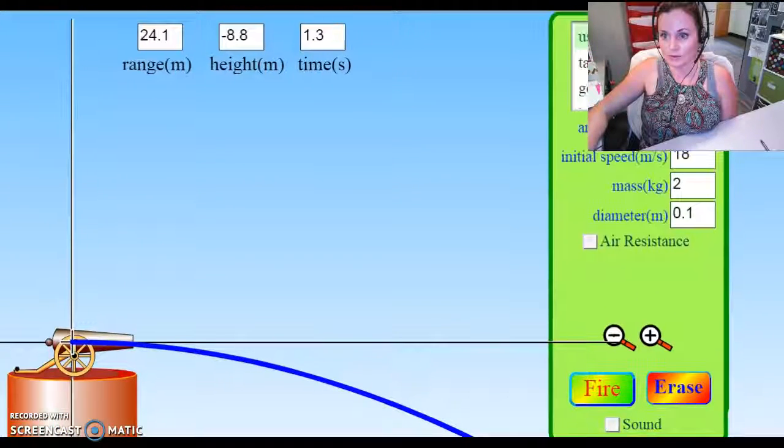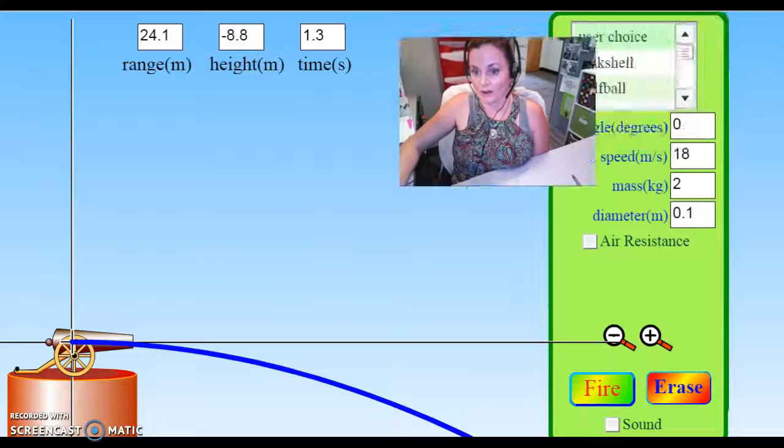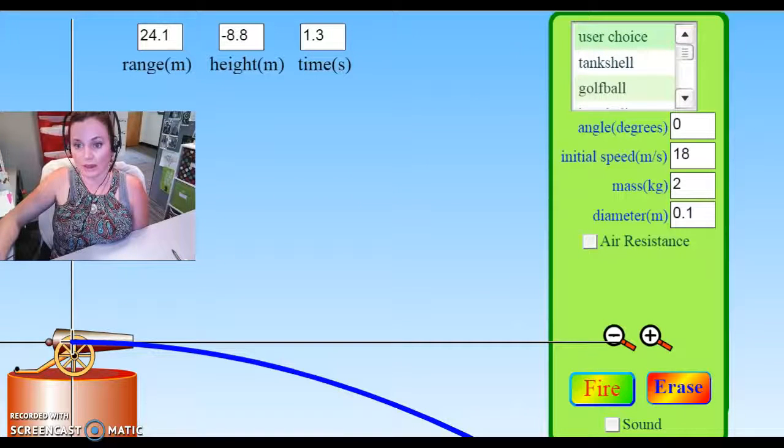It tells you the range, the height, the time, and over on the right-hand side, it is also showing you the angle, which we're doing no angle to start with, the initial velocity, the mass, and the diameter, possibly of the ball itself. I'm not sure that is very relevant. We are not taking air resistance into consideration here, so do not check that. You don't have to use a cannonball. You can use a golf ball if you want to.